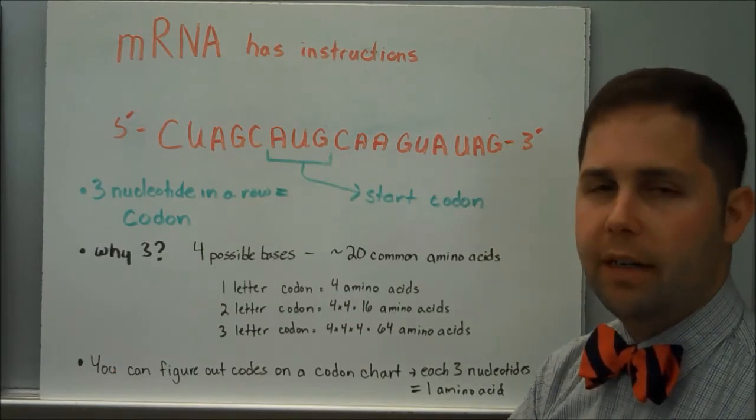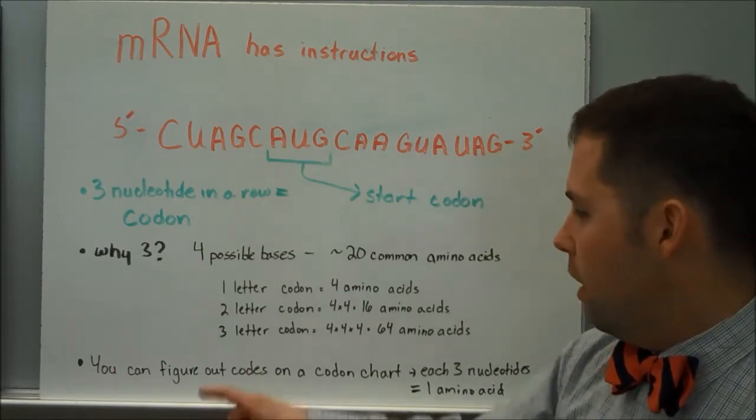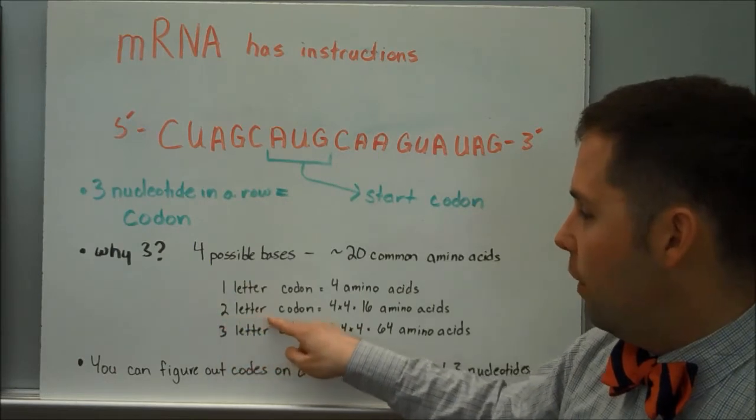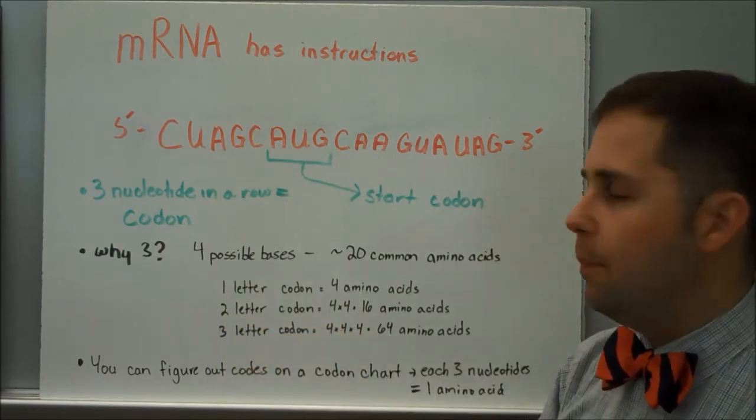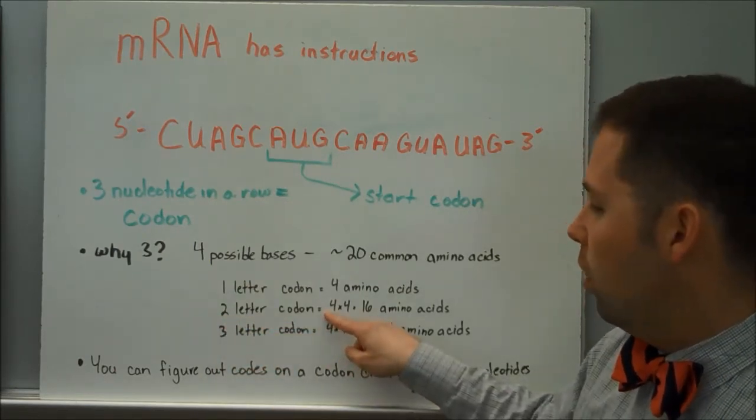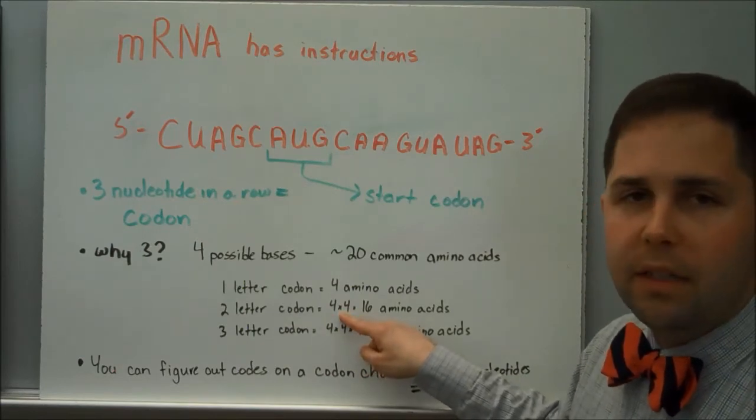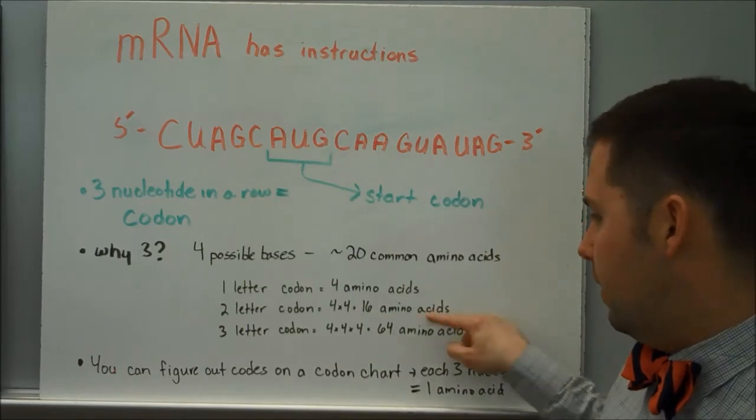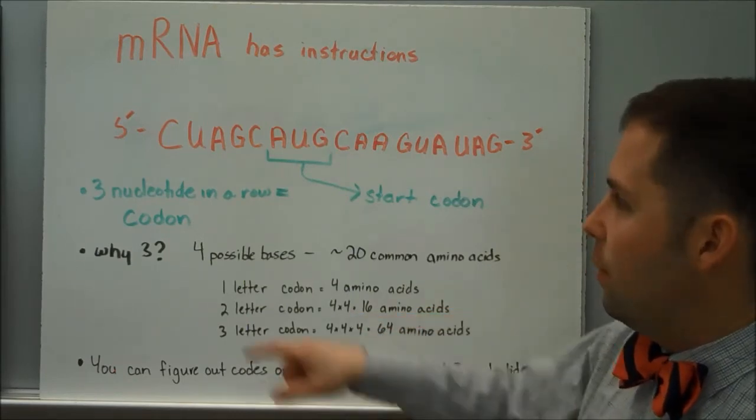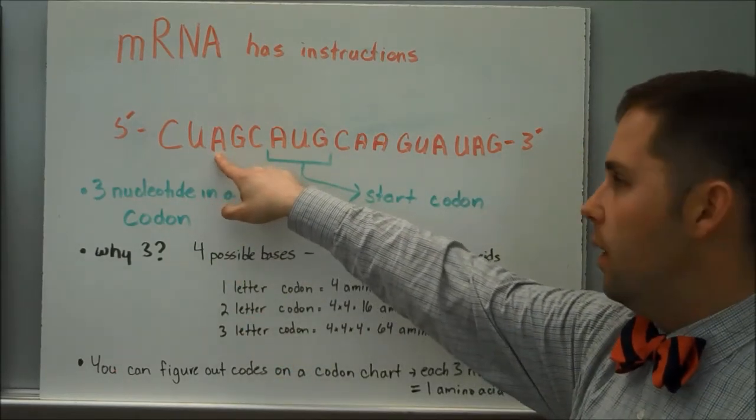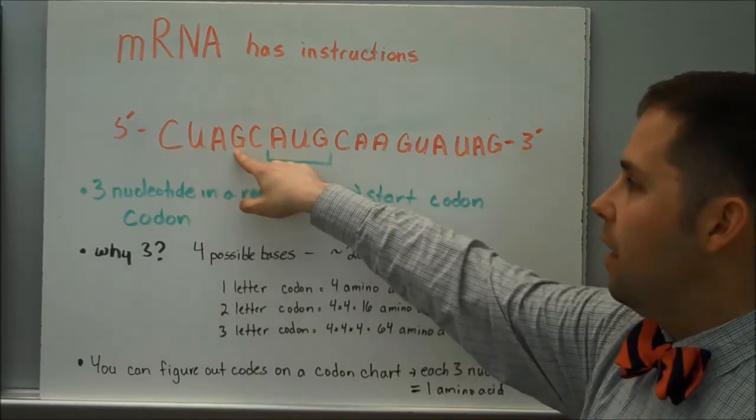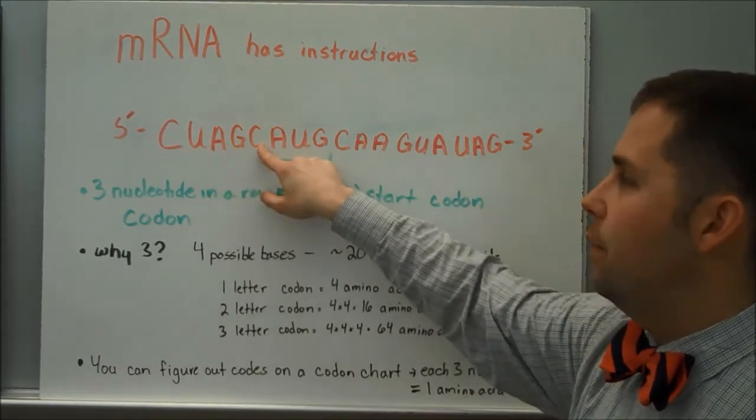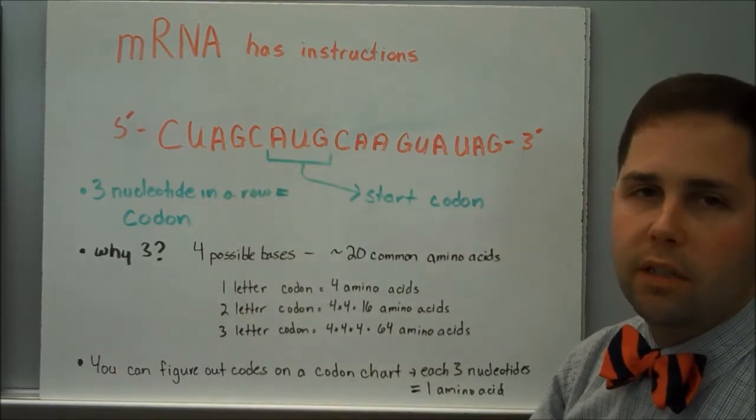Maybe let's do a 2-letter codon. Now remember that each letter has 4 options. So we now have 4 times 4 possibilities of codes, which gives us 16 different amino acids. Among these 16, we might have UA being one amino acid, UG being another amino acid, UC being another amino acid, and so on and so on.